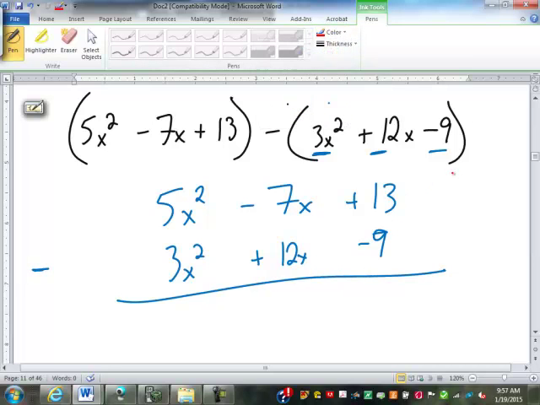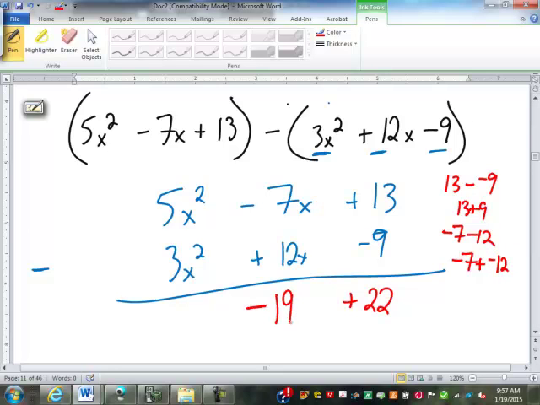So what is 13 minus a negative 9? Well, 13 minus a negative 9 is 13 plus 9, or 22. Gotta be careful. Remember, when you do subtraction, you change it to plus the opposite. Negative 7 minus 12. Change it to negative 7 plus a negative 12, which is negative 19. So negative 19x. We're struggling with the negatives still, aren't we? Yeah. It'll take a while to get used to them. Then 5 minus 3, of course, is 2x squared.